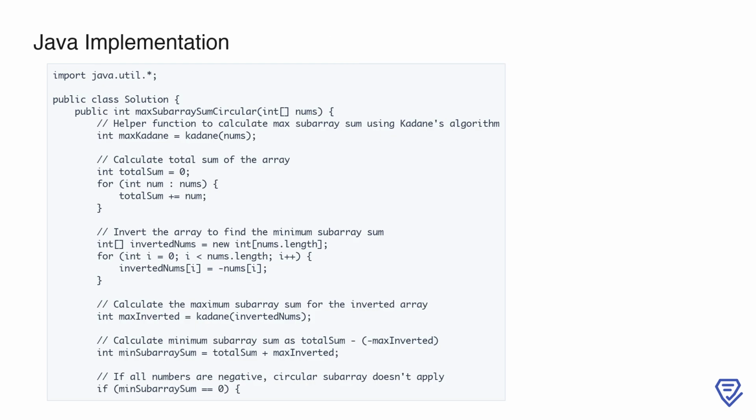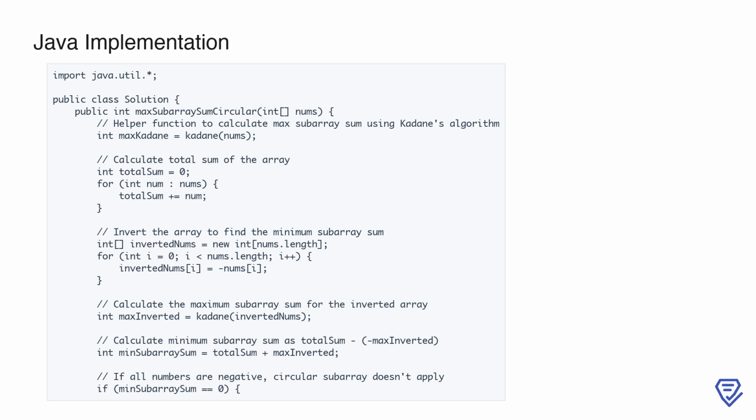Here, we start by importing the necessary utilities and defining our solution class. The main method, maxSubarraySumCircular, aims to find the maximum sum of a subarray in a circular array. To begin, we use Kadane's algorithm to calculate the maximum subarray sum for the non-circular case, storing this value in maxKadane. Next, we calculate the total sum of the array by iterating through each element. This total sum will help us later when determining the minimum subarray sum.